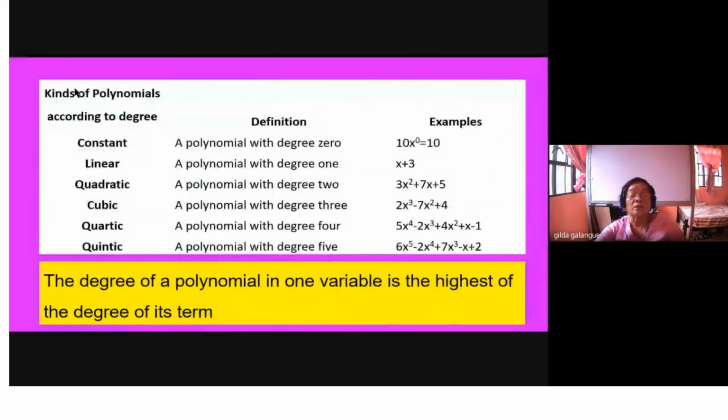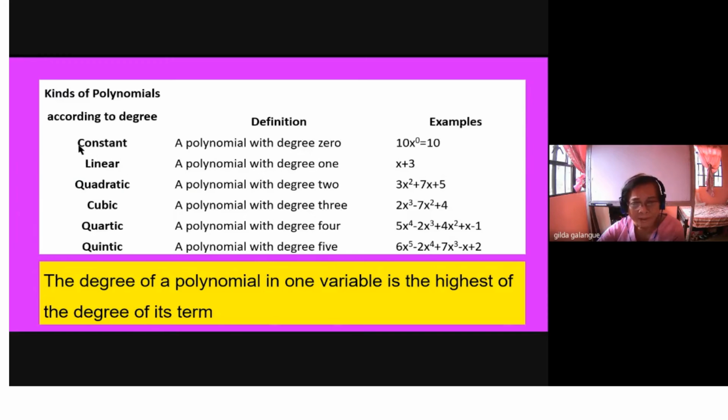Next, we have this one. Kinds of polynomial according to degree. So what are the kinds of polynomials according to degree? We have what we call the constant, the linear, the quadratic, the cubic, the quartic, and the quintic. How do we know whether it is a constant term? A constant term, we have only 10. Actually, 10 comes from 10x raised to 0. Any number raised to 0 is 1. 10 times 1 is 10. This is a constant polynomial.